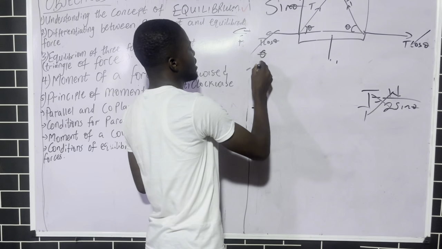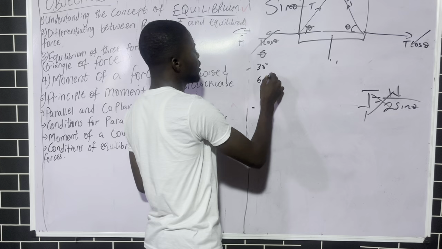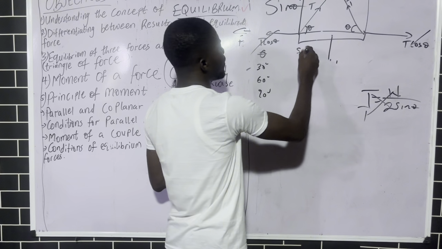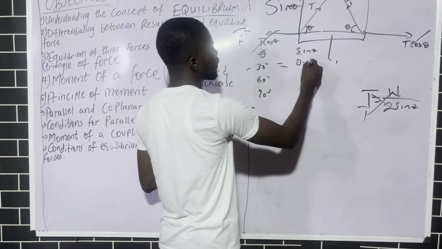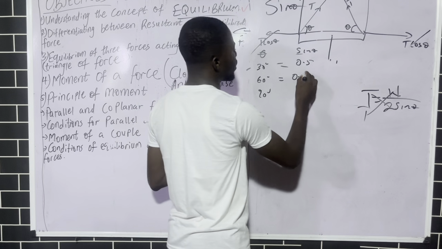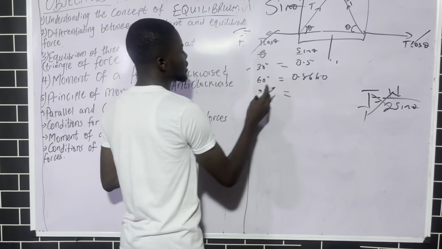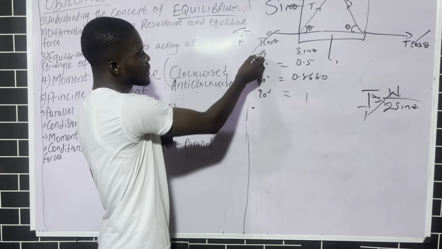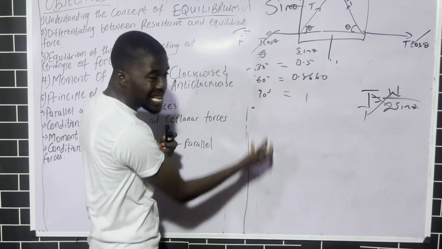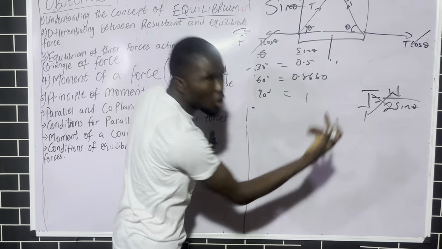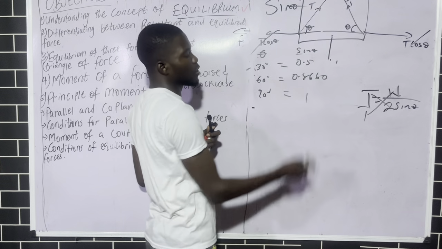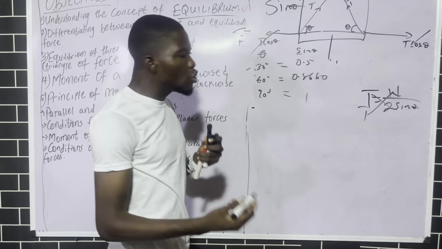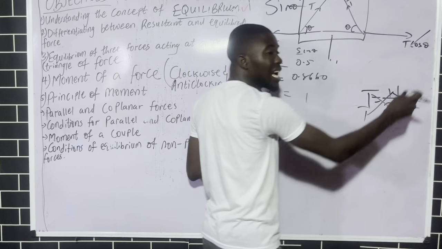If my theta is 30 degrees, 60 degrees, and 90 degrees, let's find sine theta. Sine 30 is 0.5. Sine 60 is 0.8660. Sine 90 is 1. Check it. As theta is increasing from 30, is sine theta not also increasing? 0.5, 0.8. 0.8 is bigger than 0.5. 1 is bigger than 0.8. So you see that as theta is increasing, sine theta is also increasing.